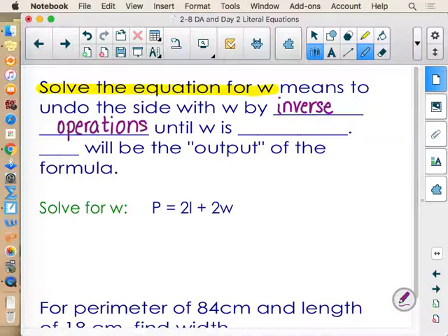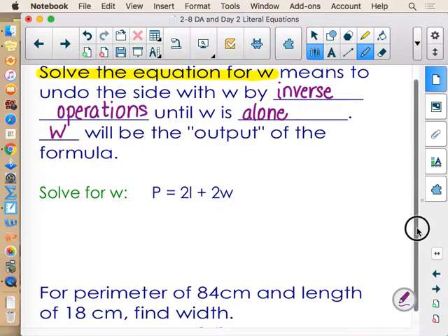So solve with inverse operations. That means if there's addition, we'd subtract to get rid of it. Until w is all alone. Once that's true, then what we should be able to say is that that w is the output, the result, or what will happen if we put numbers in for the variables on the other side.